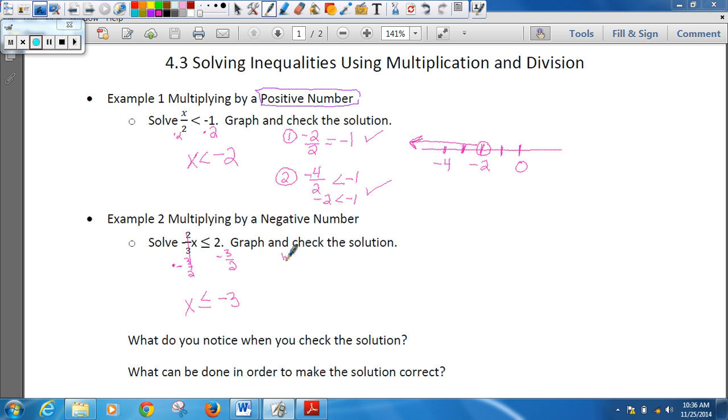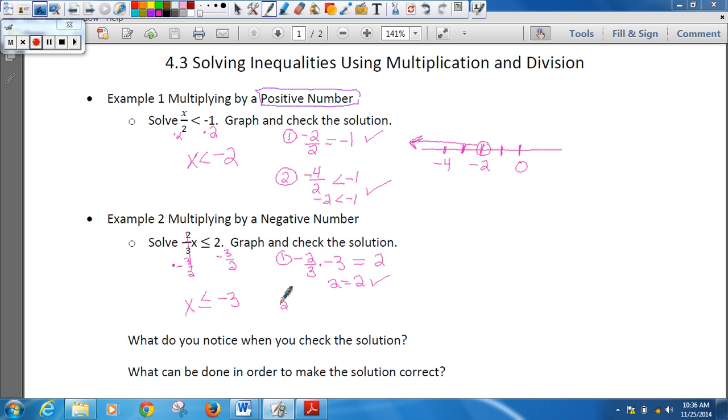Well, remember, the first thing we want to do is check it. So I'm going to sub that in. So if I do negative 2/3 times negative 3, is that equal to 2? If I look there, that is correct. 2 does equal 2. So it checks out with our first test.